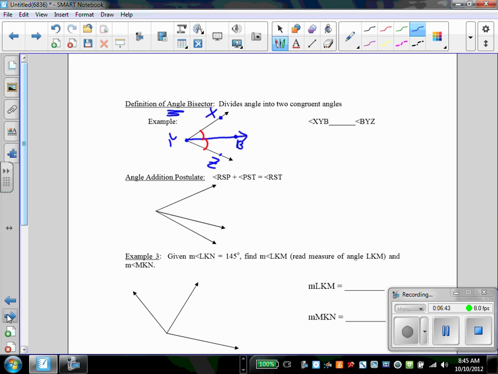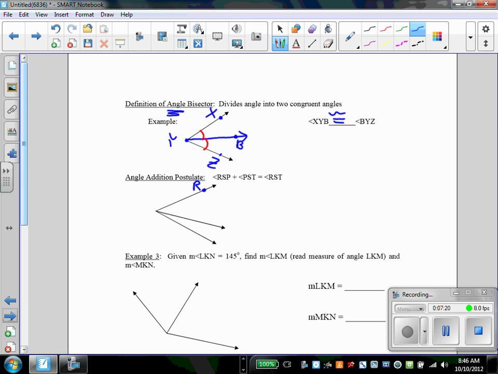So over here on the right-hand side, it says angle XYB is blank to angle BYZ. If you look at your angle over there, what they are is congruent. So angle bisectors, an angle bisector breaks an angle into two congruent pieces. Angle addition postulate, again, going back to segment addition postulate, really is saying that if you have a big angle and you break it into two, you can add those two angles together and get the size or the degree of your big angle.